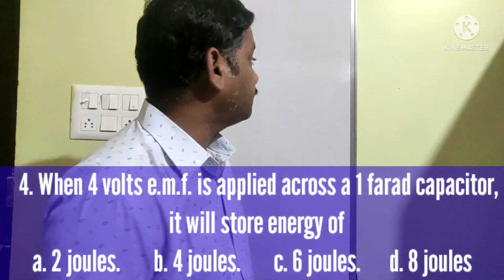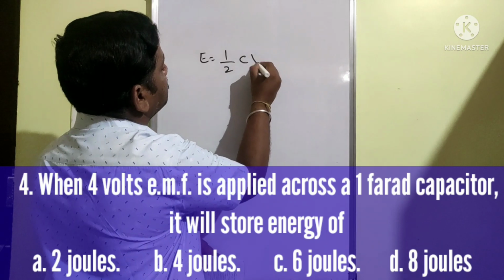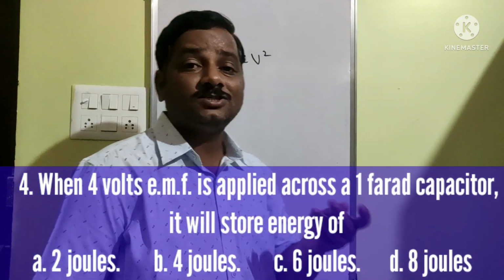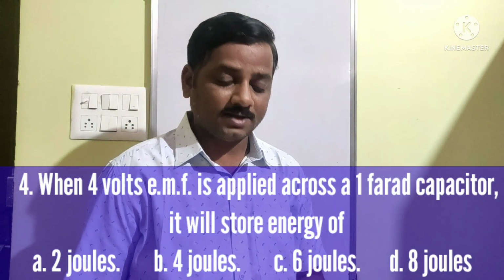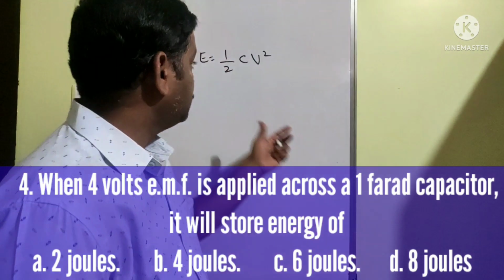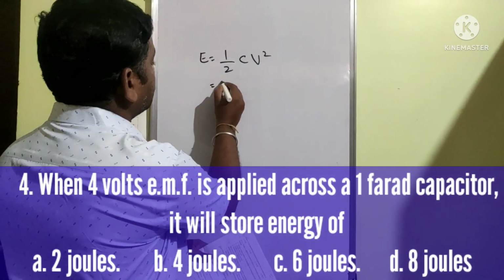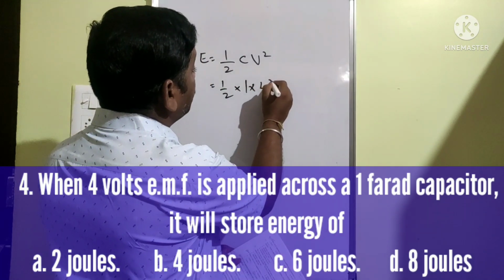What is the energy stored formula for a capacitor? We know that E is equal to 1 by 2 CV square. This is the formula for energy storage in a capacitor, and they are asking what is the energy stored in the capacitor in terms of joules. If you do this, you will get the answer. Here voltage is 4 and capacitor is 1 farad. So 1 into 4 square.